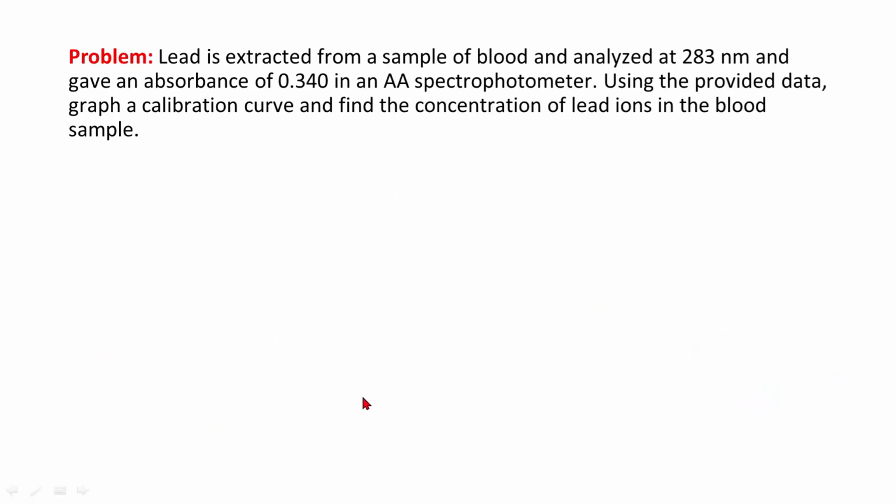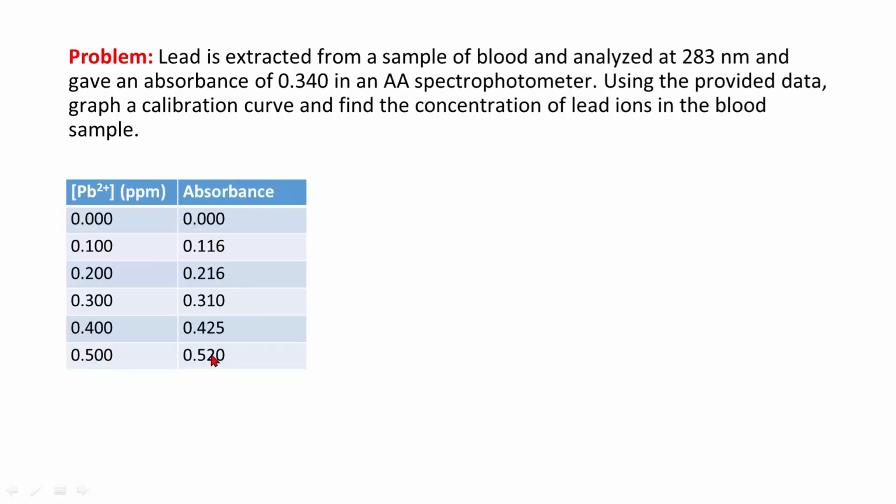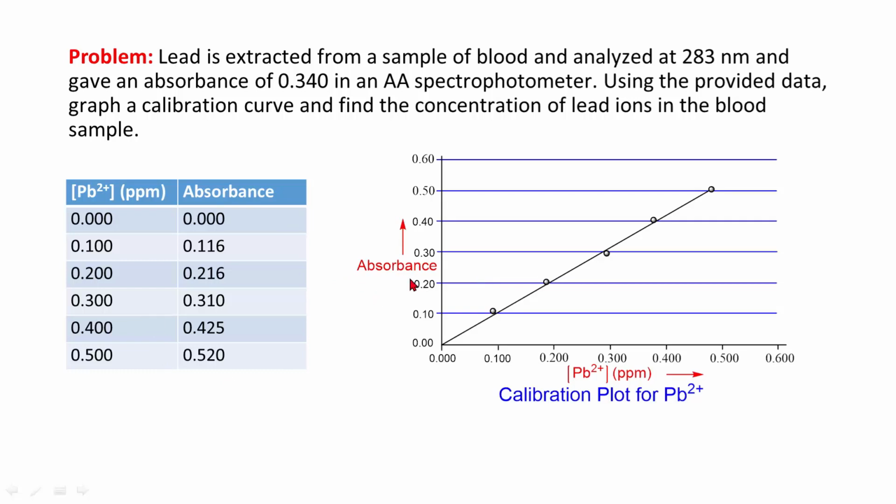Problem: lead is extracted from a sample of blood and analyzed at 283 nanometer and gave an absorbance of 0.34 in an atomic absorption spectrophotometer. Using the provided data, graph a calibration curve and find the concentration of lead ions in the blood sample. This is the given data for standard lead ions. One has to plot a graph between absorbance and lead ion concentration.